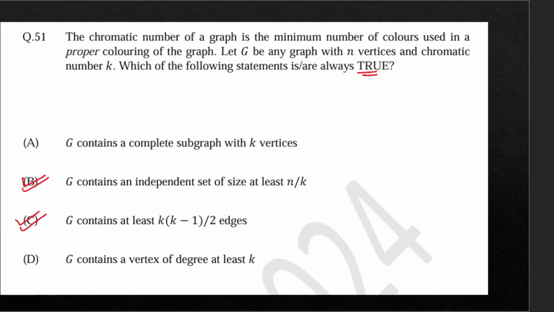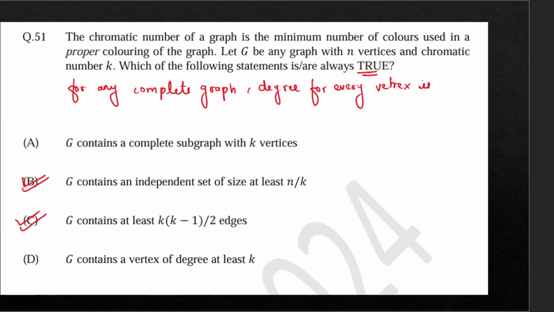So should I note this point for you all? Very, very important. For any complete graph, degree for every vertex is n minus 1, but chromatic number is n. So very, very important point, everyone.